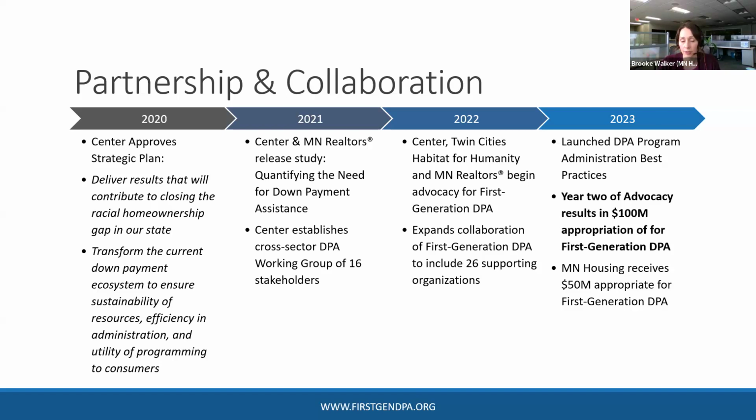We were not successful, but we did actually land in a bill that was not funded. And we got a lot of buy-in, and we got a lot of support across the aisle, and we expanded the advocacy collaboration to 26 supporting organizations. Based on this success and our progress, we then went back to the legislature in 2023, and we were successful in securing a $100 million appropriation for this first gen community fund.